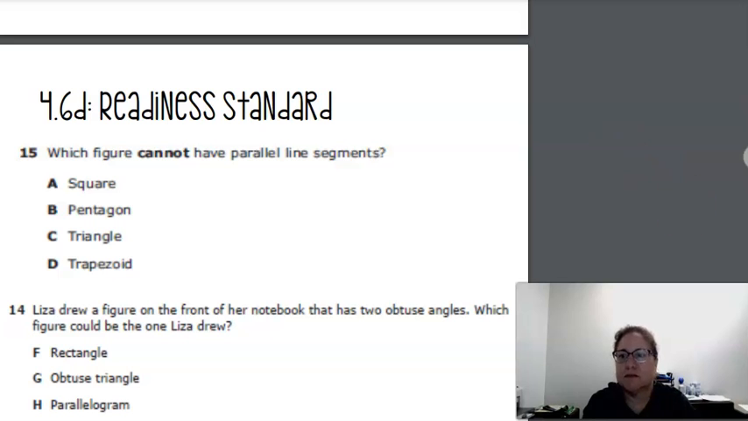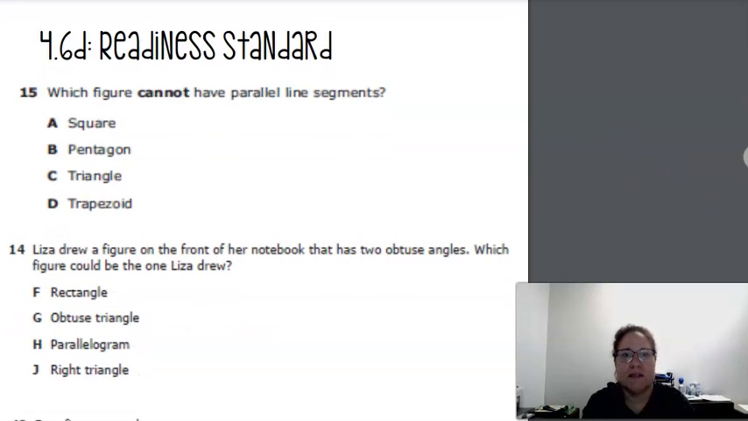All right, so here's our focus today, 4.6D. Which figure cannot have parallel line segments? Well, a square has parallel line segments, doesn't it? It has 2 sets, 2 pair of parallel lines. A pentagon, okay? A pentagon does have a set of parallel lines, doesn't it? It has 5 sides.